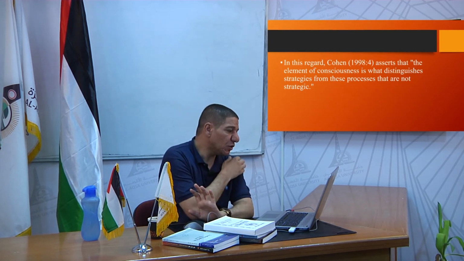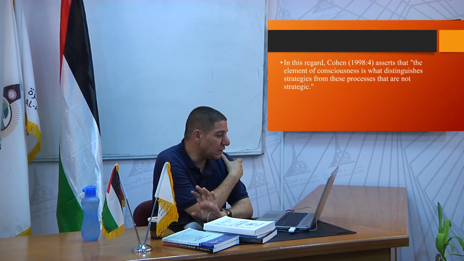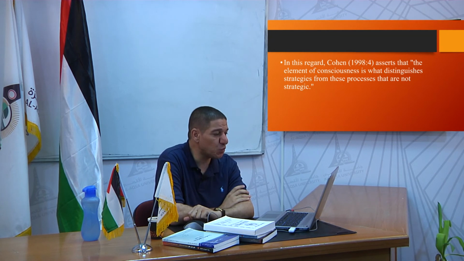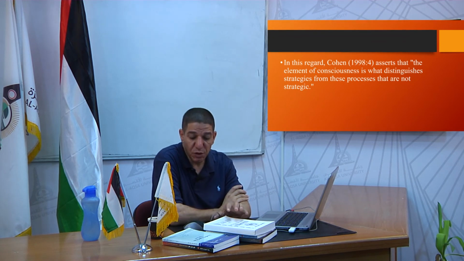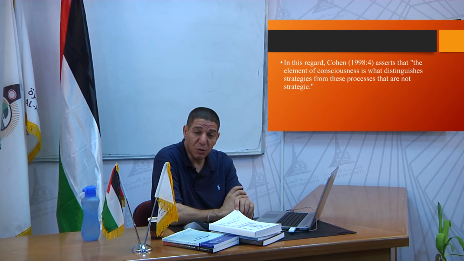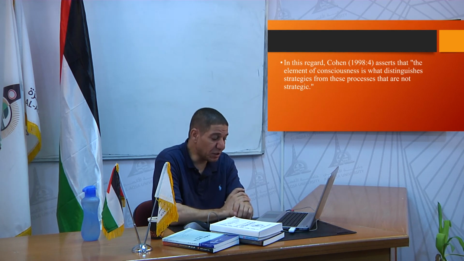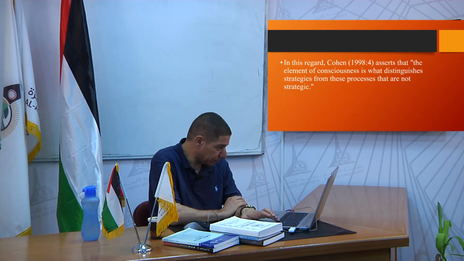In this regard, Cohen 1998 asserts that the element of consciousness is what distinguishes strategies from processes that are not strategic. So we will start next time talking about strategies of translation, mainly based on Professor Mona Baker's classification of strategies in her book, in other words. Okay?